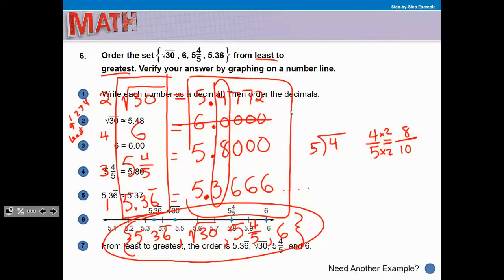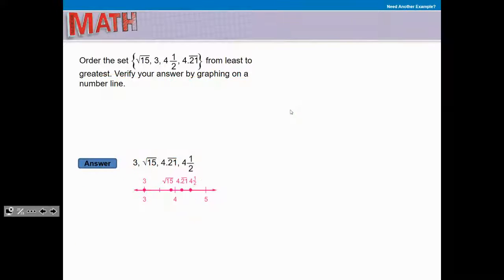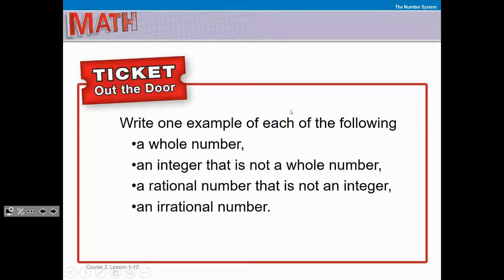All right, we got it right. How about that? Okay, practice this one. Oh, I already gave you the answer to that one. Okay, so you already have the answer there. Don't worry about practicing it, but it should be pretty simple, especially since you have a calculator. Okay, so we've done a good job here. You can try this as well. Write one example of each of the following: a whole number, an integer that is not a whole number, a rational number that is not an integer, and an irrational number.